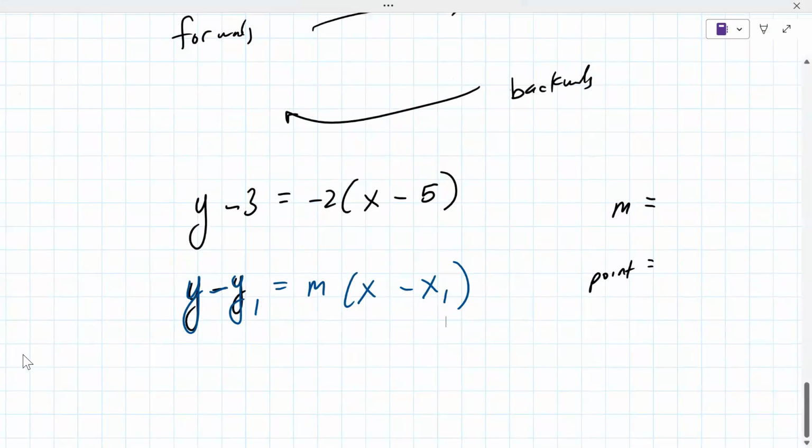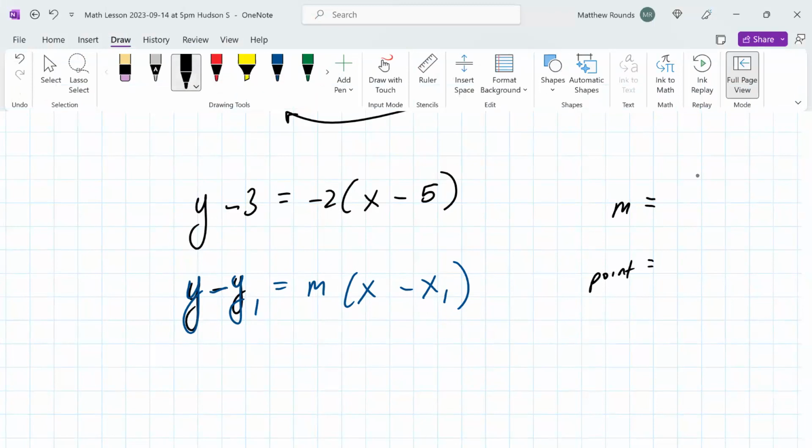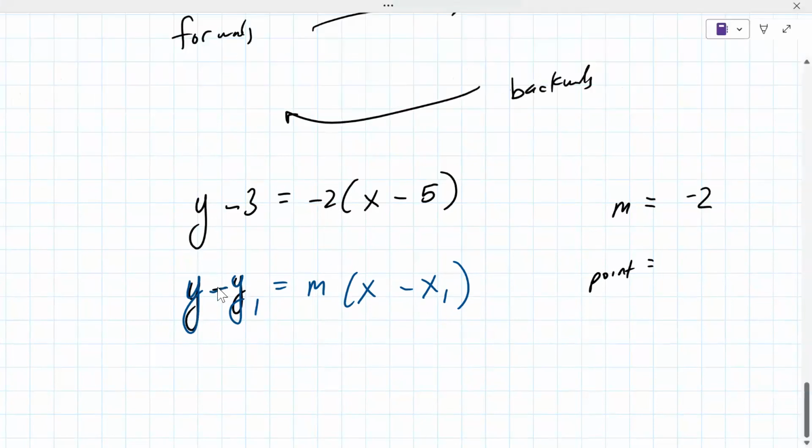All right, so what is the slope? -2. And then the harder one here is the point. Notice that there is a subtraction here and a subtraction here. So what a lot of students do is they remember that it is the opposite of whatever is here. If you see this is -3, the y value is 3. If you see this is -5, the x value is 5. So the point is 5, 3, like that.